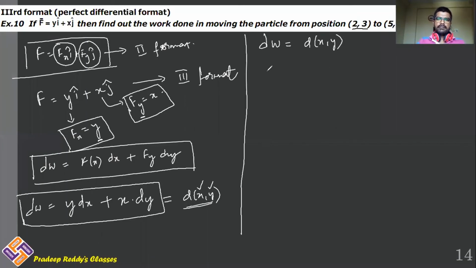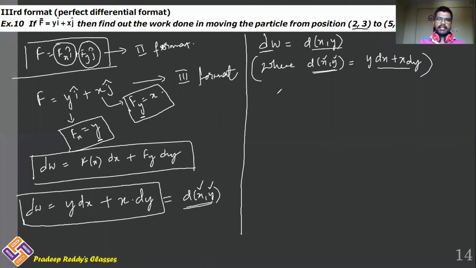Where d of x comma y is equal to y dx plus x dy. So dW is equal to d of x comma y. D of x comma y is differentiable with respect to x and with respect to y, where you have got a function y dx plus x dy.